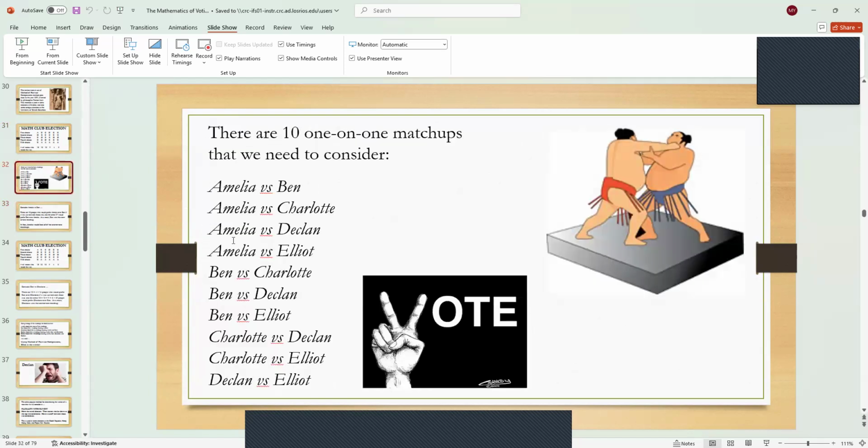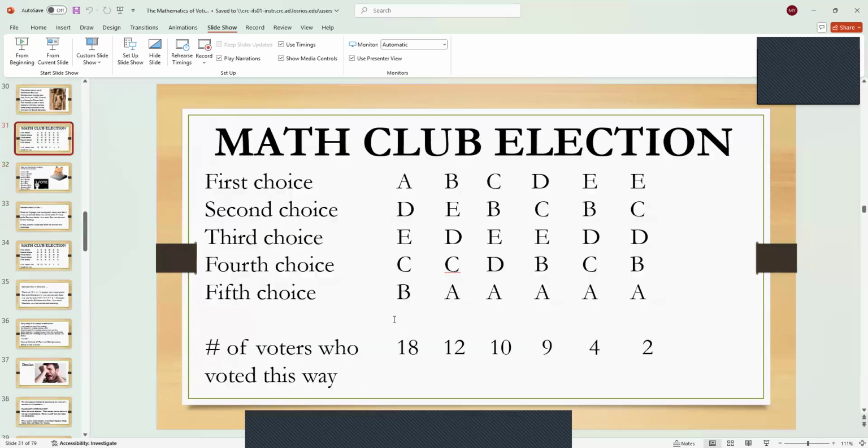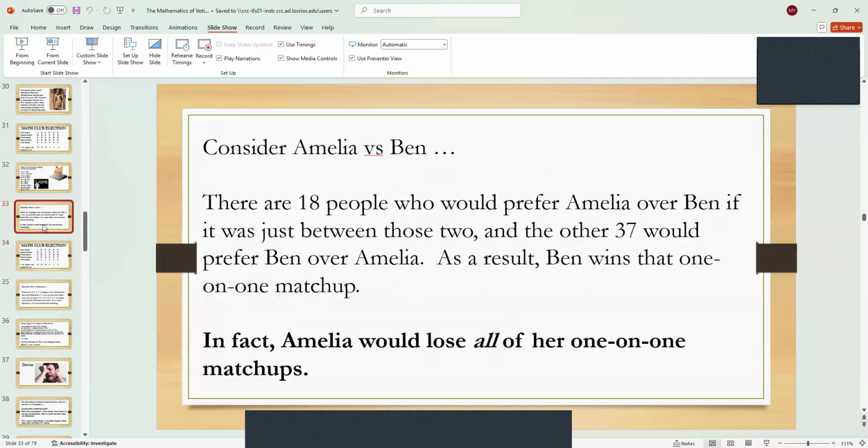She's going to lose all four of these matchups, mainly because Amelia's at the very bottom for most people. So Amelia would lose 37 to 18 every single one-on-one matchup. So Amelia is definitely going to be last place using this method again. Amelia is going to go 0-4 in this basketball tournament. Yet remember, we called Amelia the winner using the plurality method in the very beginning of this talk.